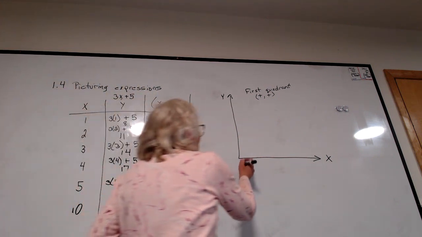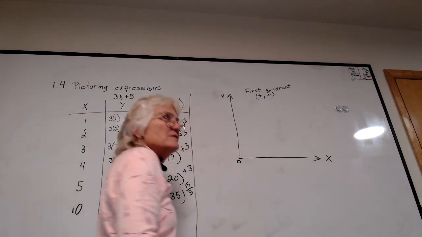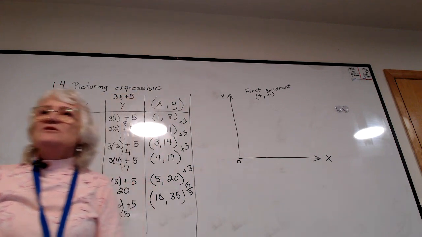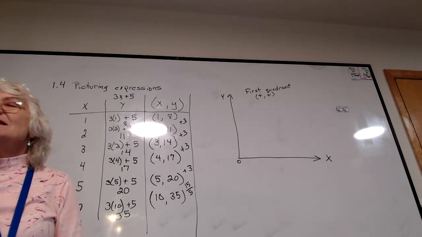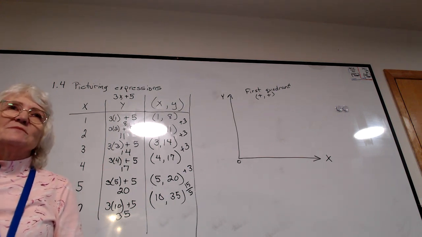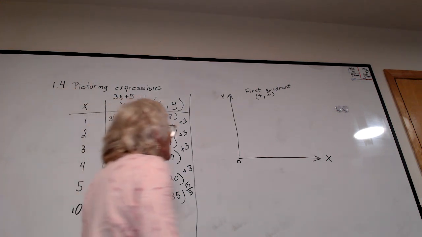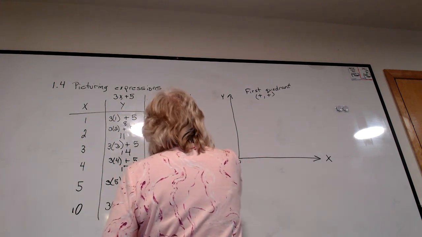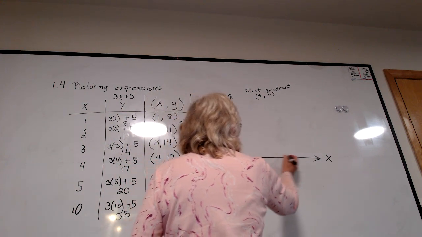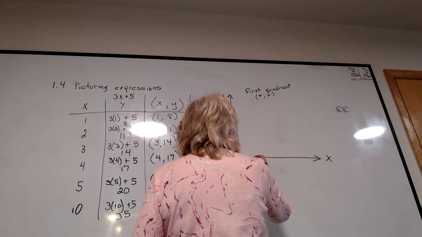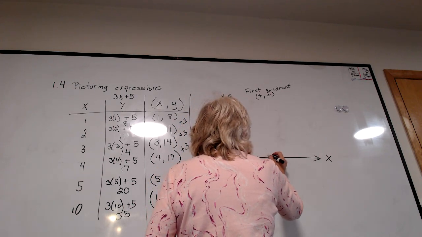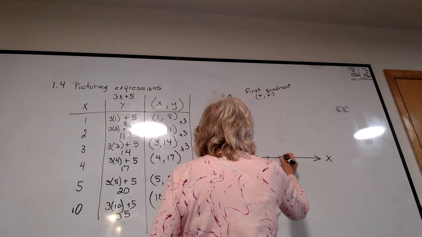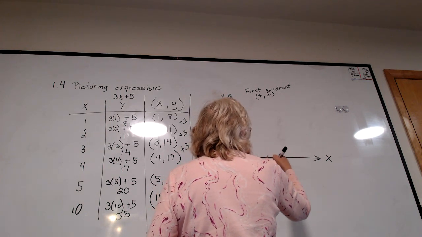You always start with 0 here. You always start there, and then you do consistent jumps. So if I'm labeling this, it goes 1 to 10, so I at least need 1 through 10. I could do 2, 4, and you're drawing it as consistently as you can. I'm trying to make sure these are the same.